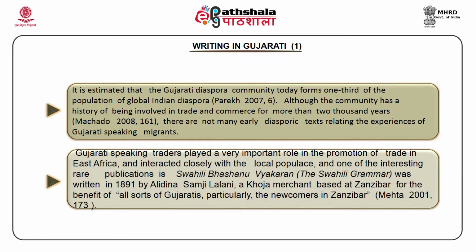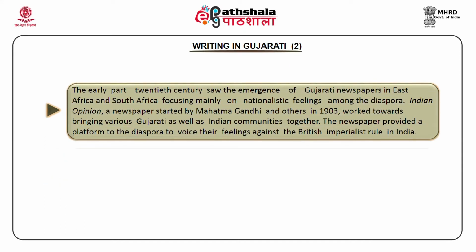Gujarati speaking traders played an important role in the promotion of trade in East Africa and interacted closely with the local populace, and one of the interesting rare publications is Swahili Bhashanu Vyakaram, the Swahili grammar, which was written in 1891 by Aladina Samji Lalani, a Koja merchant based at Zanzibar for the benefit of all sorts of Gujaratis, particularly the newcomers in Zanzibar. The early part of the 20th century saw the emergence of Gujarati newspapers in East Africa and South Africa, focusing mainly on nationalistic feelings among the diaspora.